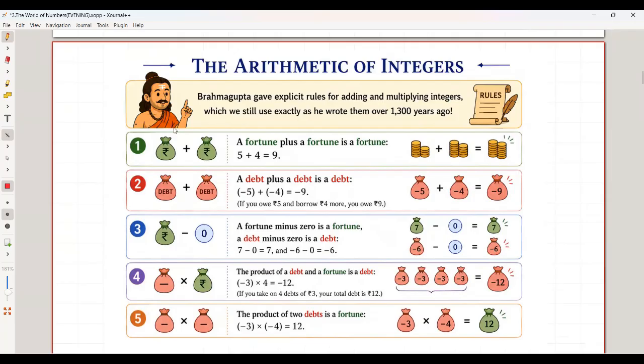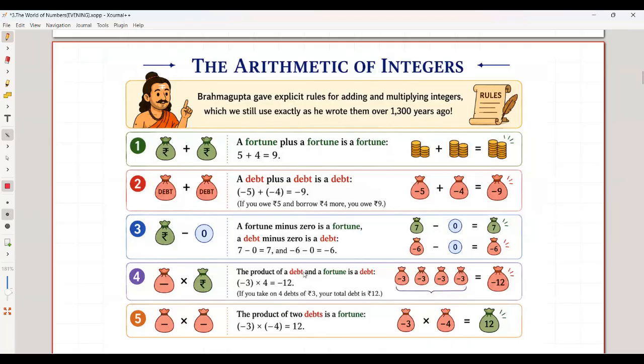Brahmagupta, the mathematician, is saying that fortune plus fortune is equal to fortune. 5 plus 4 is equal to 9. Debt plus debt is equal to debt. Next, fortune minus 0 is fortune, or debt minus 0 is debt. Example: 7 minus 0 is 7, minus 6 minus 0 is minus 6.